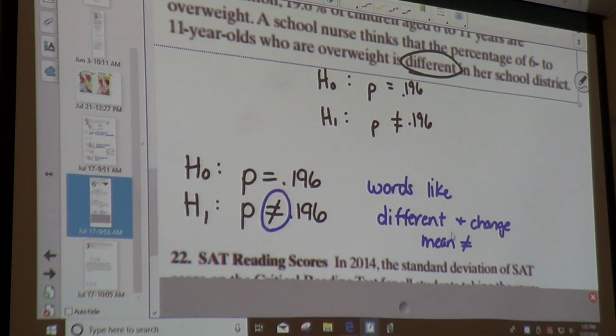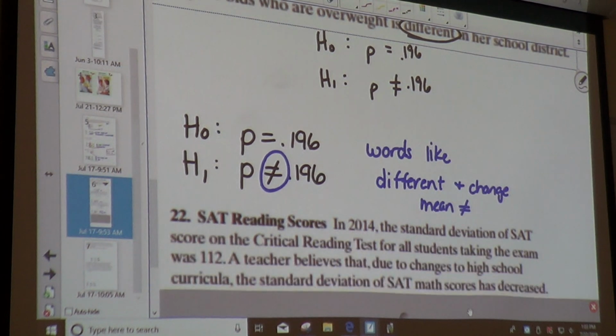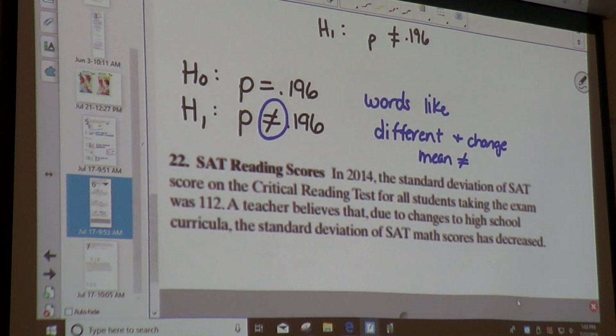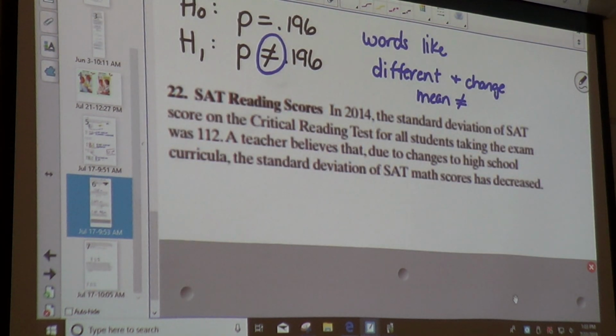So words like different, change, they mean not equal to. In 2014, the standard deviation of SAT scores for all students taking the exam was 112. A teacher believes that due to the changes in high school curricula, the standard deviation has decreased. So we need the H naught and the H1. What's the H naught?